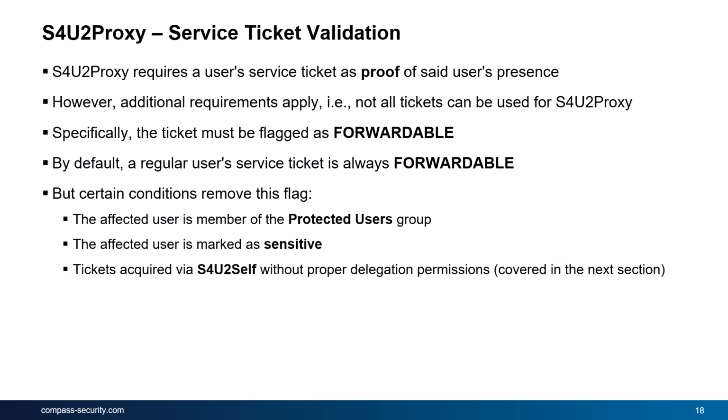And then lastly, there's another mechanism to acquire a service ticket in the name of a user, which is called S4U2Self. This is part of the protocol transition feature of constrained delegation, and we'll talk about that in the next section. So for now, you just need to remember that when the user is a member of the protected users group, when the user is flagged as sensitive, or when S4U2Self is used without the proper configuration, the resulting service ticket will not be flagged as forwardable and therefore will be ineligible for the S4U2Proxy mechanism.